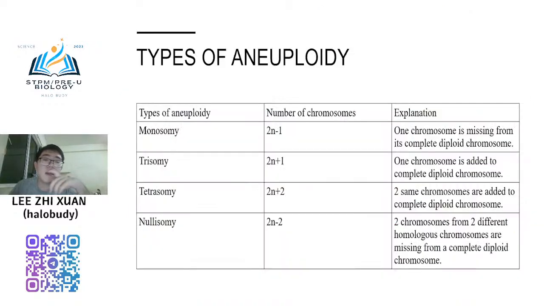But however, there are many types of aneuploidy. So normally in human we have monosomy and trisomy. Normally in human we only have monosomy and trisomy only. Monosomy is that we have one chromosome less. Trisomy means we have one extra chromosome. And then there are also tetrasomy and nullisomy. Tetrasomy is two extra chromosomes. Nullisomy is two chromosomes less.